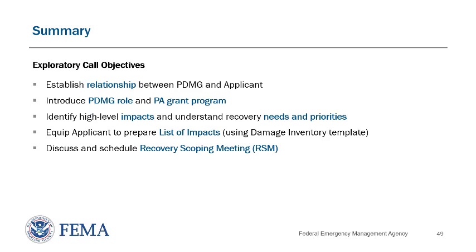Just to recap the objectives of this call one more time, the purpose of this call is, most importantly, to establish that initial rapport and good working relationship between you as a program delivery manager and your applicant. Also, it is meant to introduce the Public Assistance Disaster Grant Program and the role of the Program Delivery Manager in that process, to identify at a high level the applicant's incident-related impacts and understand their overall recovery needs and priorities, to equip the applicant to begin preparing their list of impacts using the Damage Inventory template that's available in Grants Manager and Grants Portal, and lastly to discuss and schedule the recovery scoping meeting.